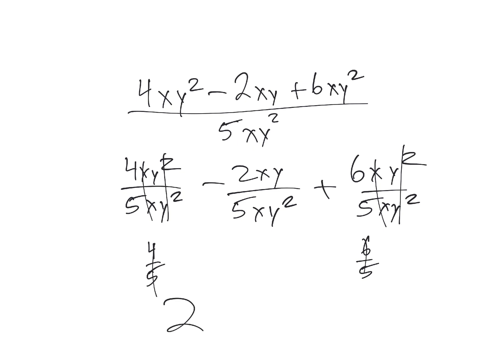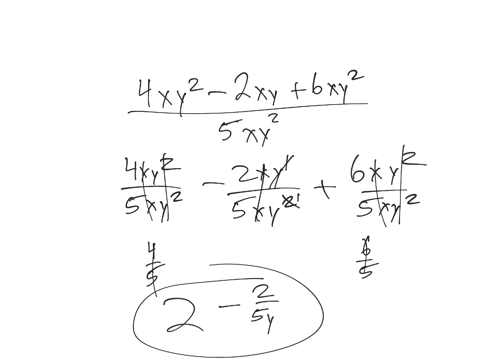In the middle, that x cancels, or reduces, excuse me. And one of these y's at the top reduces with one of those y's. So you have a minus 2 over 5y. And that is the final answer. Anybody get that?